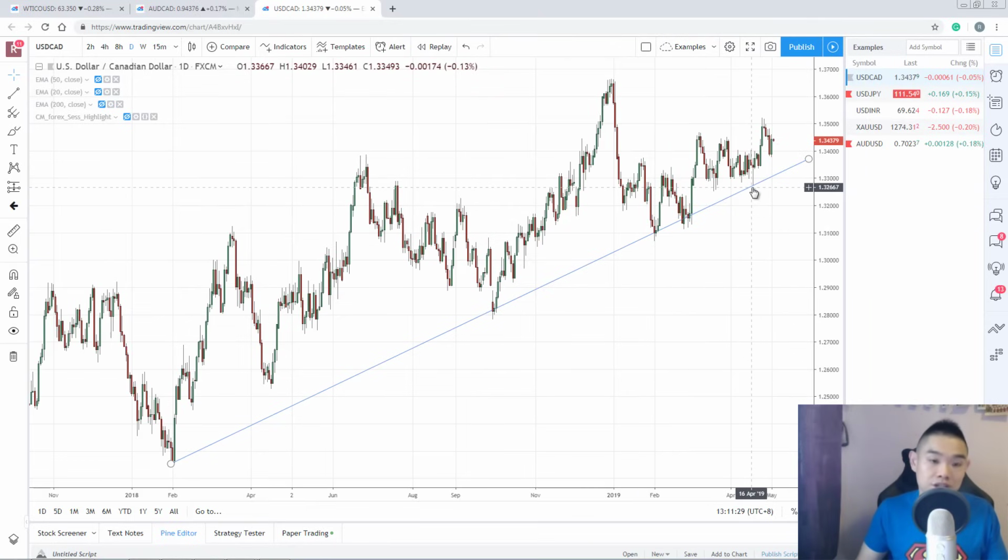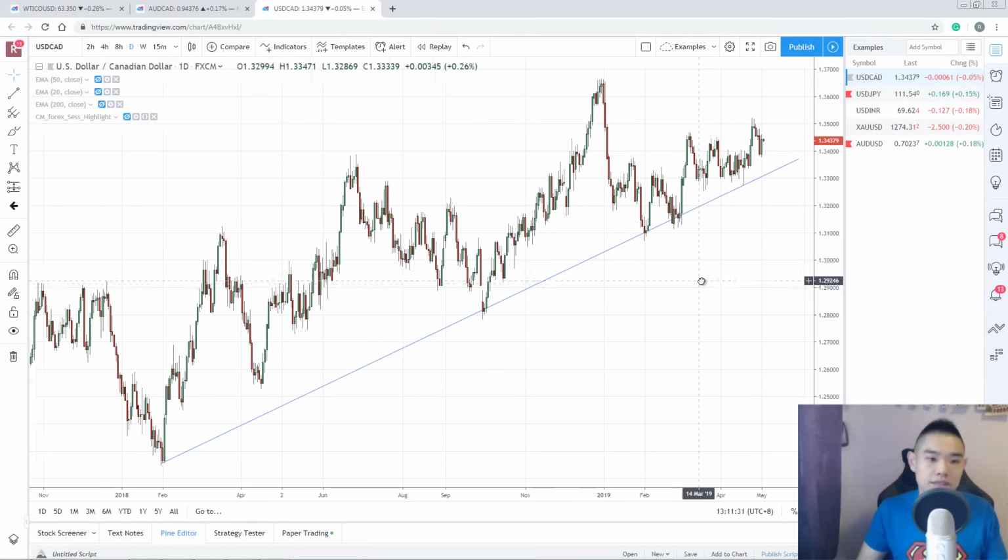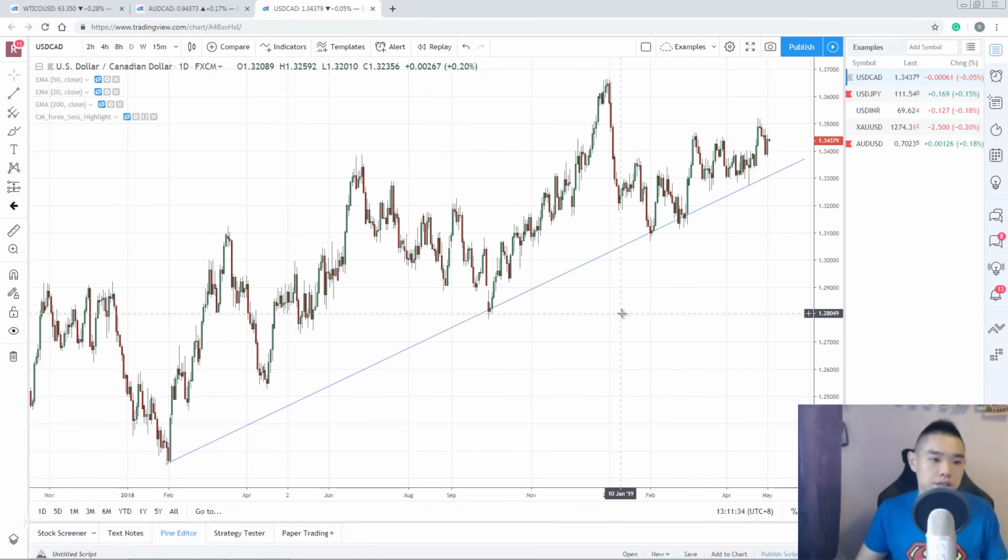You can see there's 5 touches now to draw this trend line. And this is how I would go about doing it for this dollar Canadian. So that's how you draw a trend line.